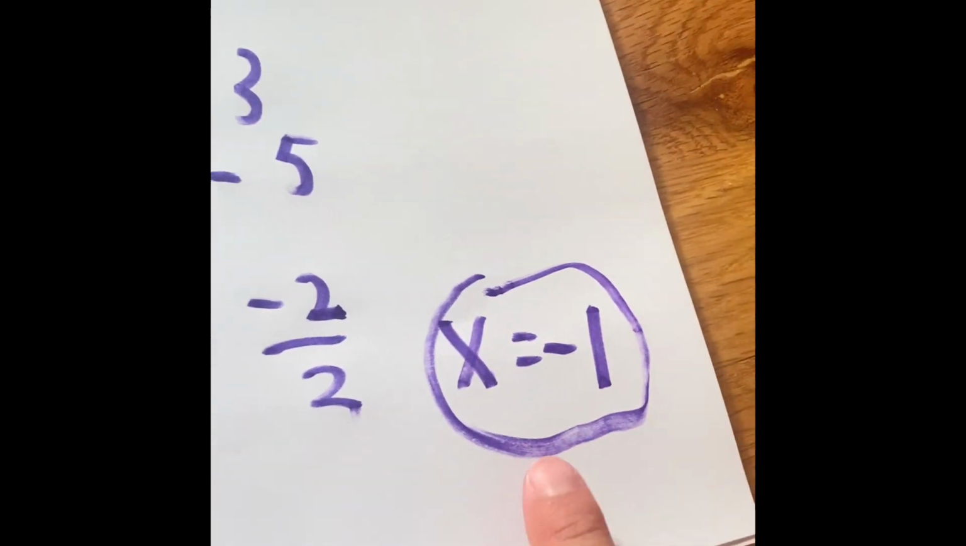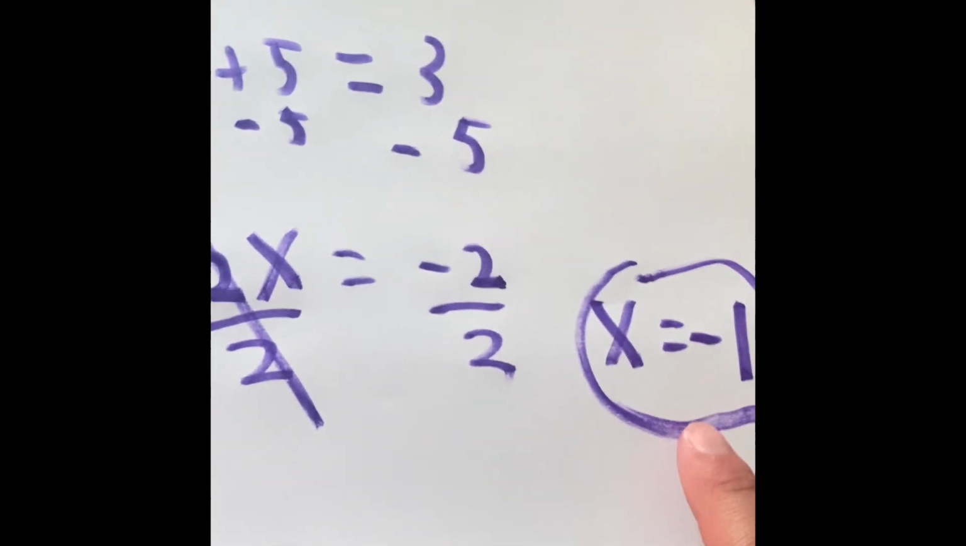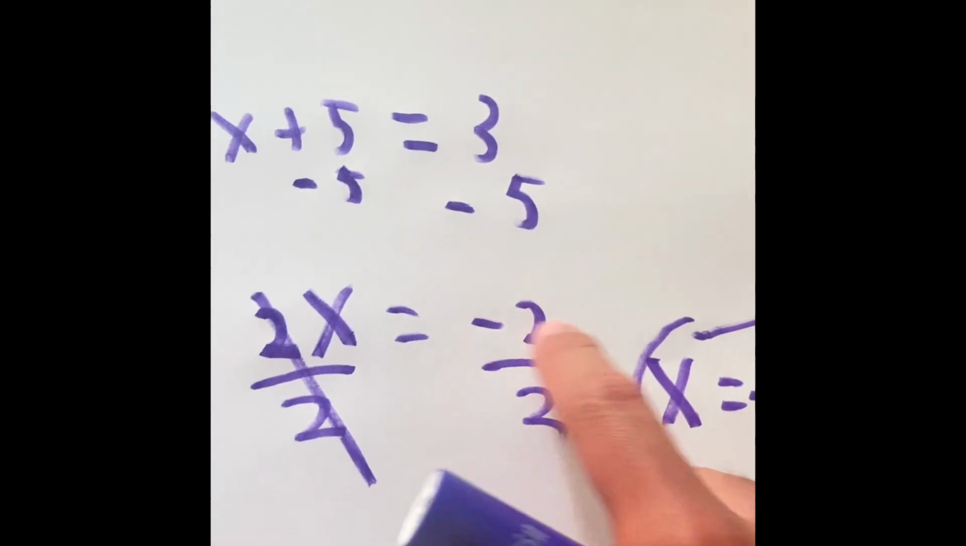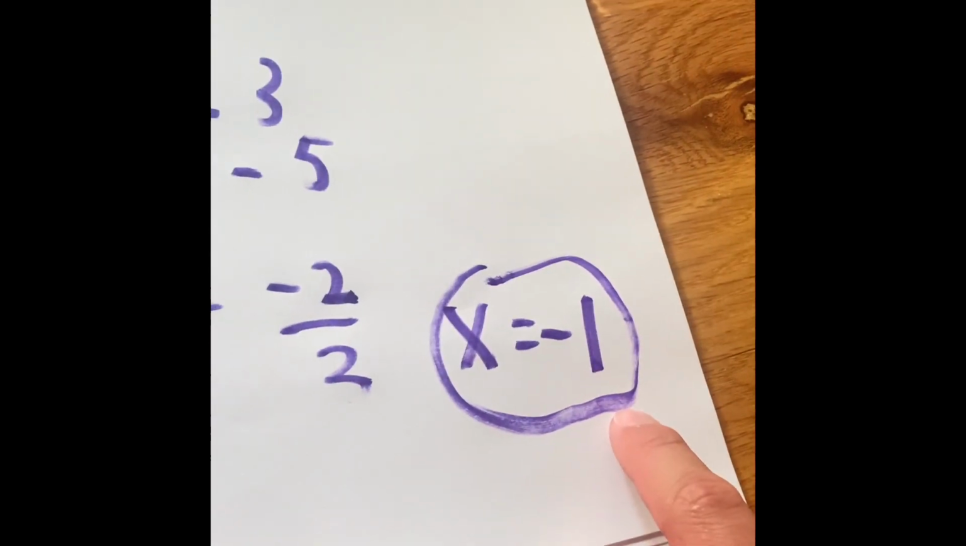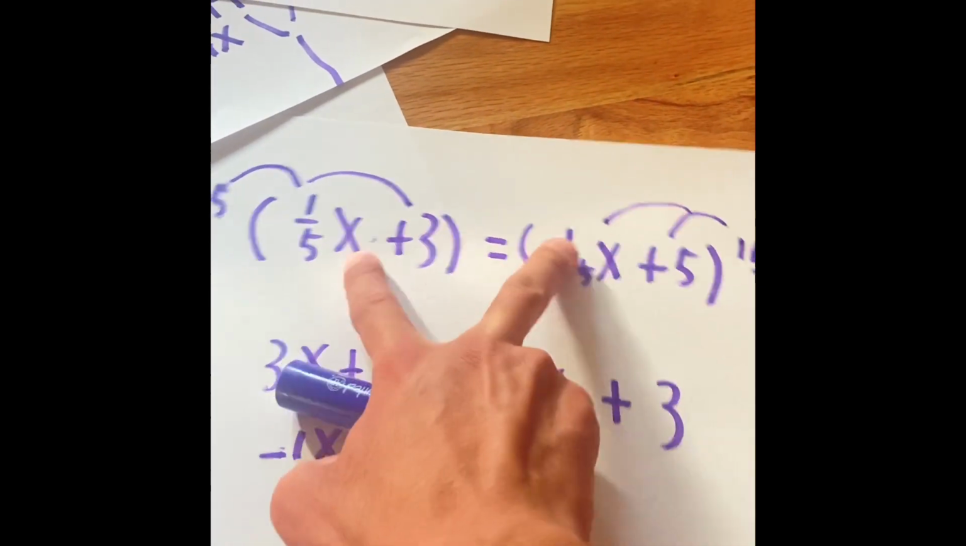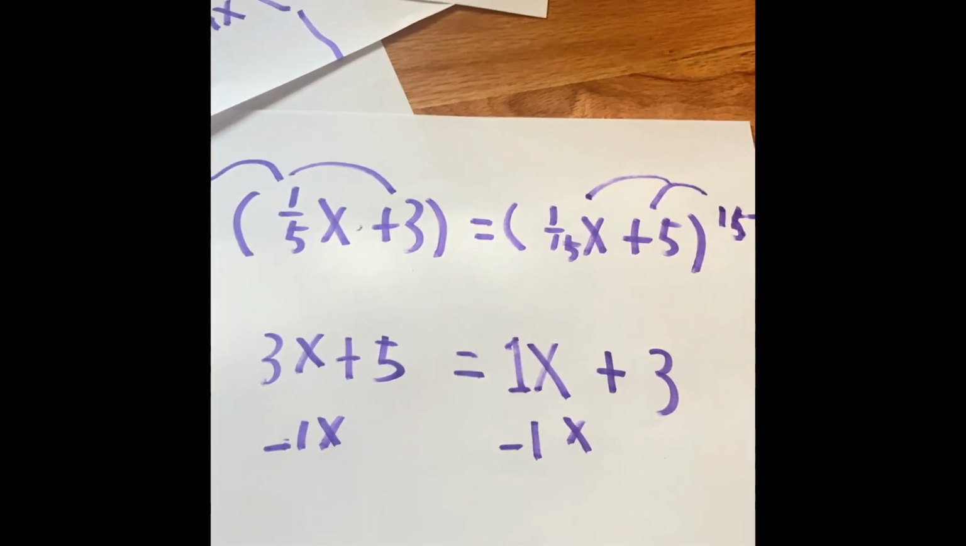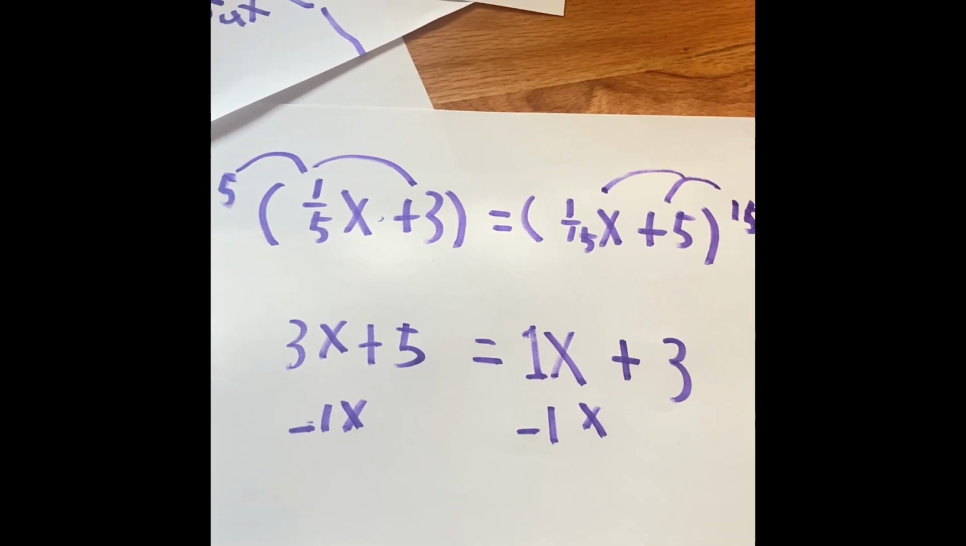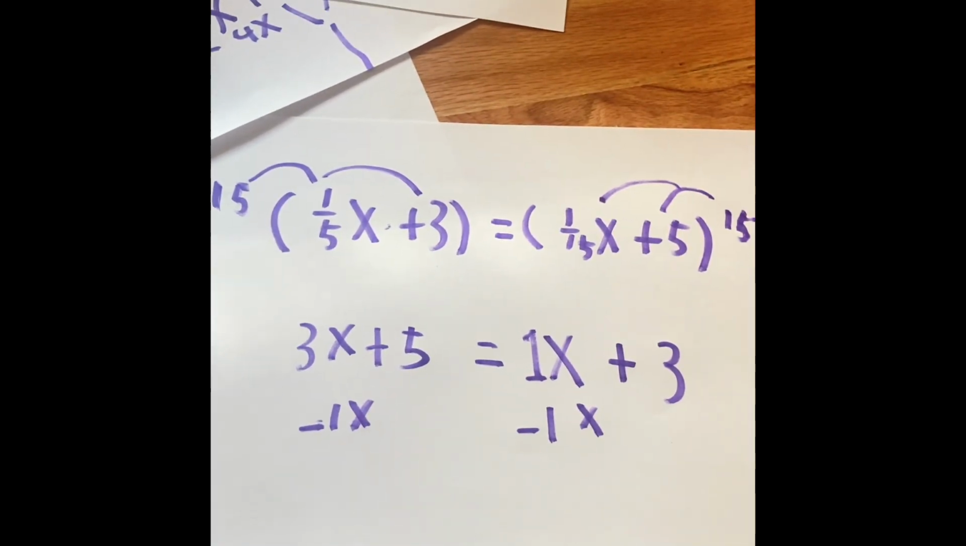That is what we're going to do, and that's what we're going to get as our answer. Negative 2 divided by 2 is a negative 1. And when you put negative 1 into the x's in here, it will make the equation balanced, or the expression balanced. And that is how you fraction bust.